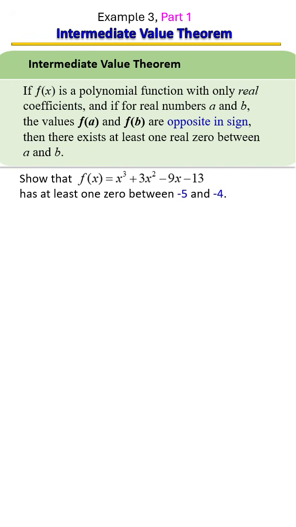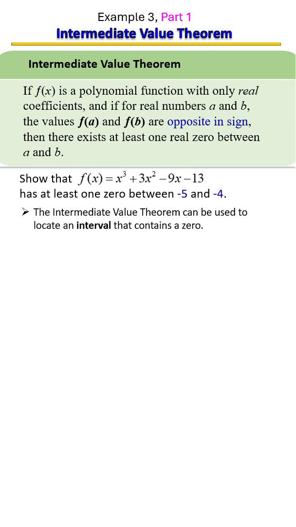In this example, we're asked to show that this function has at least one zero between -5 and -4. So the intermediate value theorem can be used to locate an interval that contains a zero. So the interval we want to look at is between -5 and -4. We want to know, is there a zero within this region?